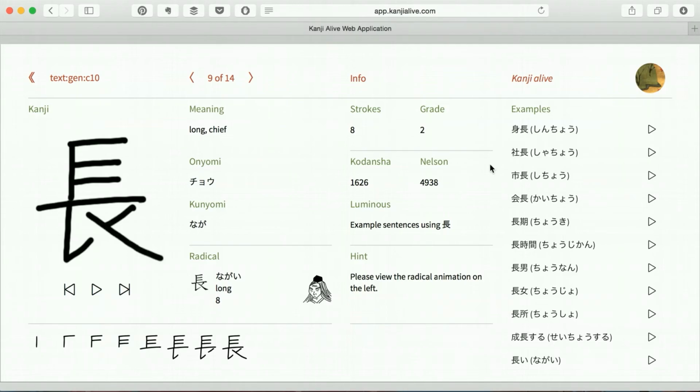Shacho, company president. Shicho is a mayor of a city. Kaicho is the president or director of a board. Chonan is the firstborn son. Chojo, firstborn daughter. Chosho, literally long places or somebody's strong points. And then we have our i-adjective nagai.